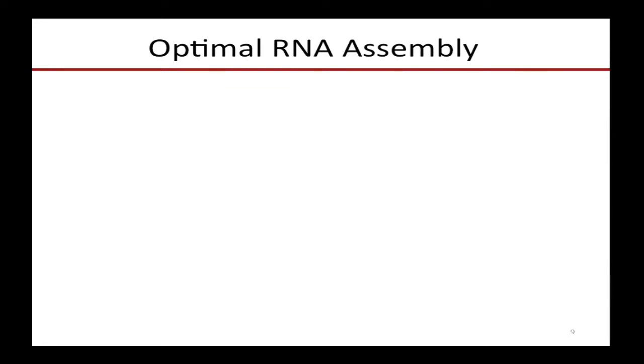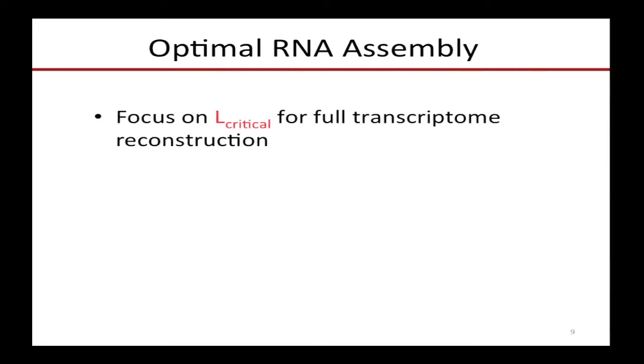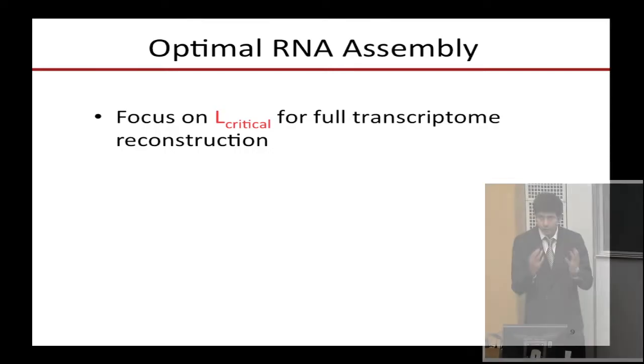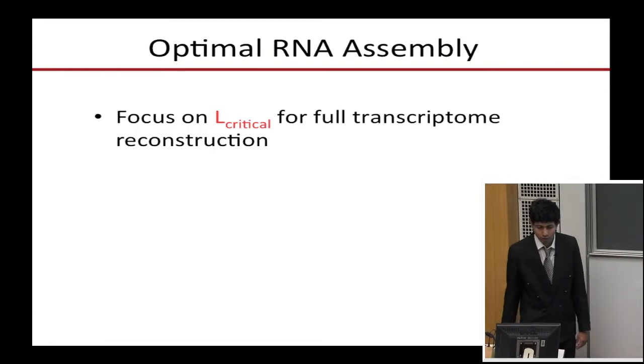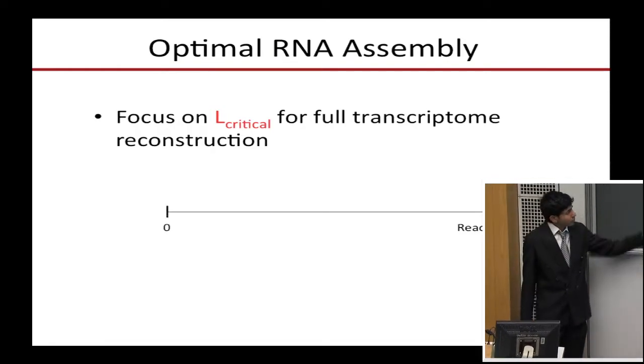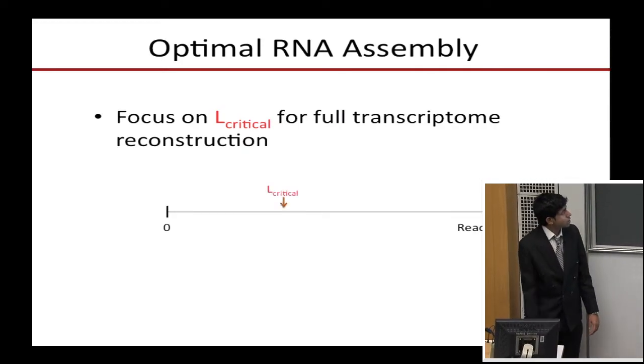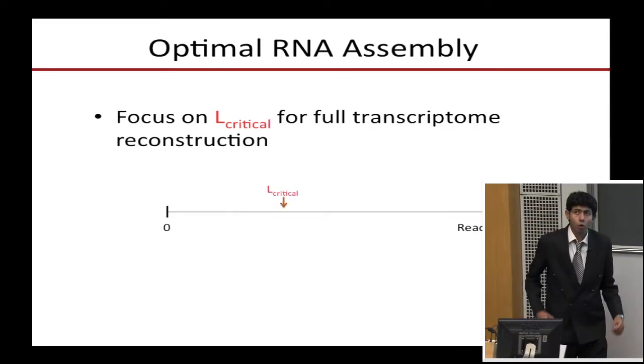As I said, we want to now capture this L critical, and this L critical is going to depend on particular statistics of the sequences, in this case, the repeat statistics of the sequences. So here is the space of all read lengths. We want to establish this L critical. How do we do this?